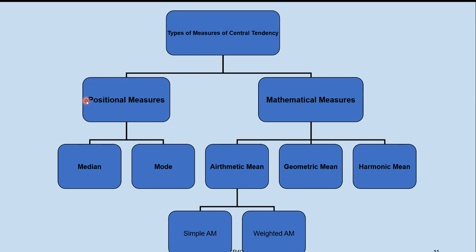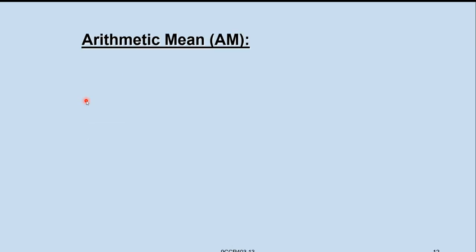Mathematical measures are arithmetic mean, geometric mean, harmonic mean, etc. Normally, the arithmetic mean, geometric mean, and harmonic mean tend towards the center point. They are rounded figures and they trend towards the central value. The arithmetic mean is again of two kinds: simple arithmetic mean and weighted arithmetic mean. That we will see when we go to arithmetic mean.